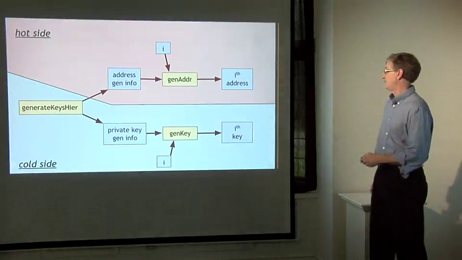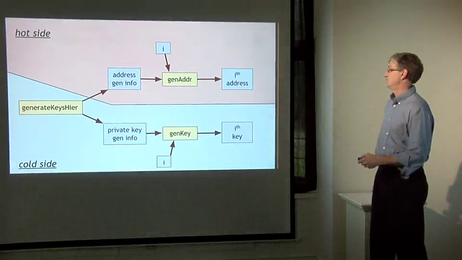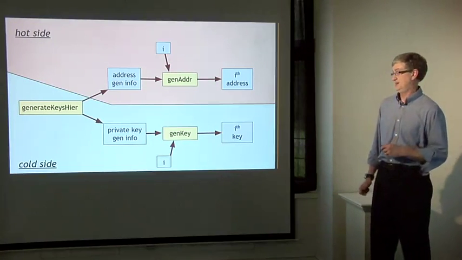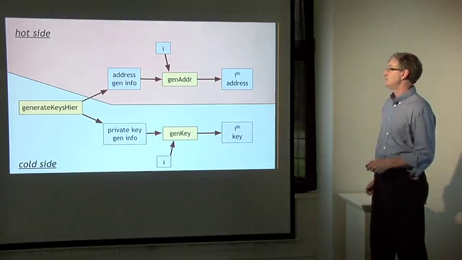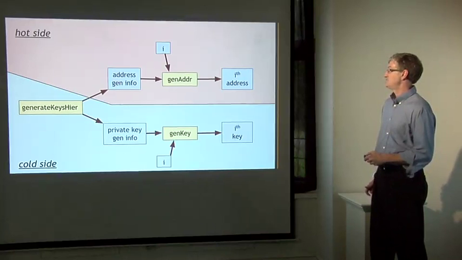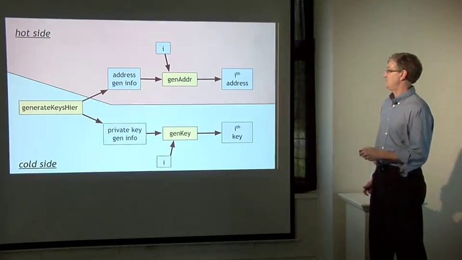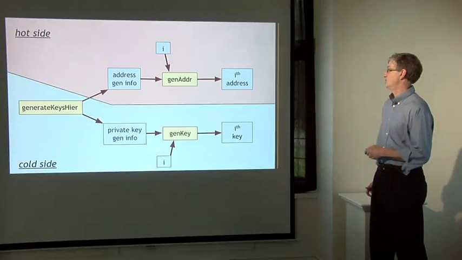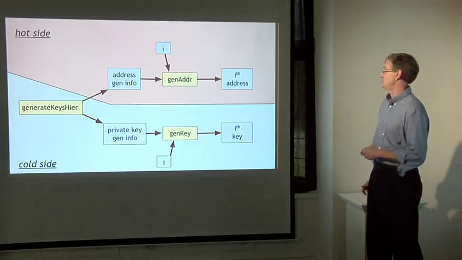Everything that has a blue background here is done on the cold side, and everything that has a red background is done on the hot side. And so what we do is at the very beginning, on the cold side, we do the generate keys hierarchical operation. We then take the private key generation info that makes and keep it on the cold side. And we take the address generation info that makes and pass it across to the hot side. Then, once we've done that, the hot side can generate the entire sequence of addresses on its own without needing any further communication with the cold side.